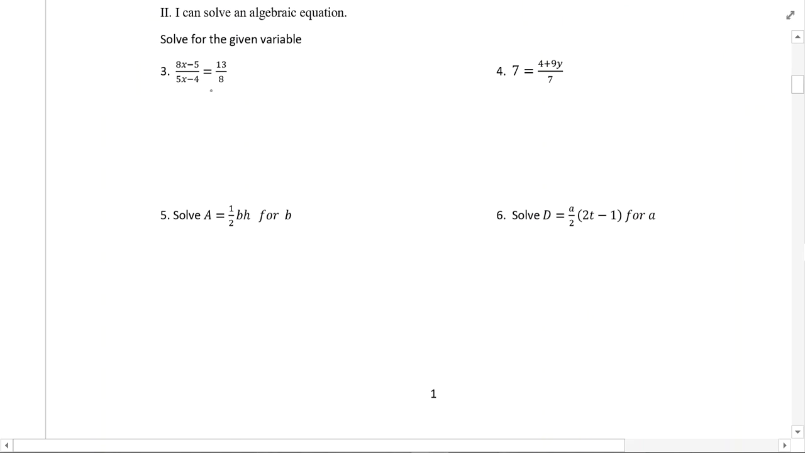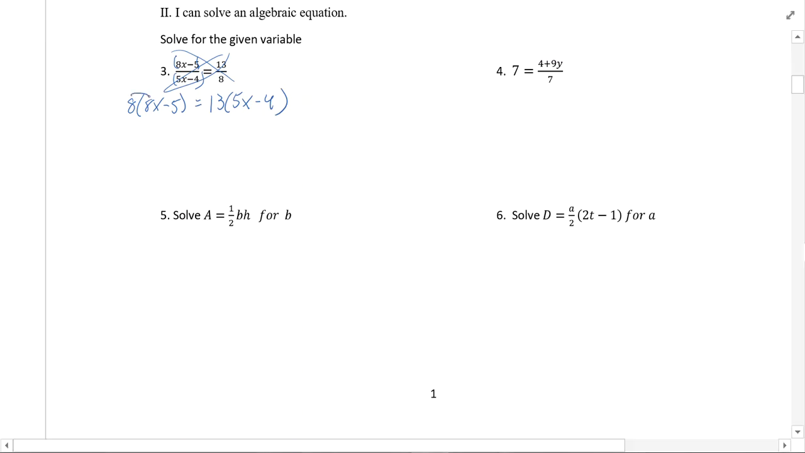Now, when I have a fraction equals a fraction, it's called a proportion. And the easiest way to solve proportions is to cross-multiply. So what you might want to do first is put these in brackets. And then we're going to cross-multiply. So I'm going to get 8 times the quantity 8x minus 5 is equal to 13 times the quantity 5x minus 4.